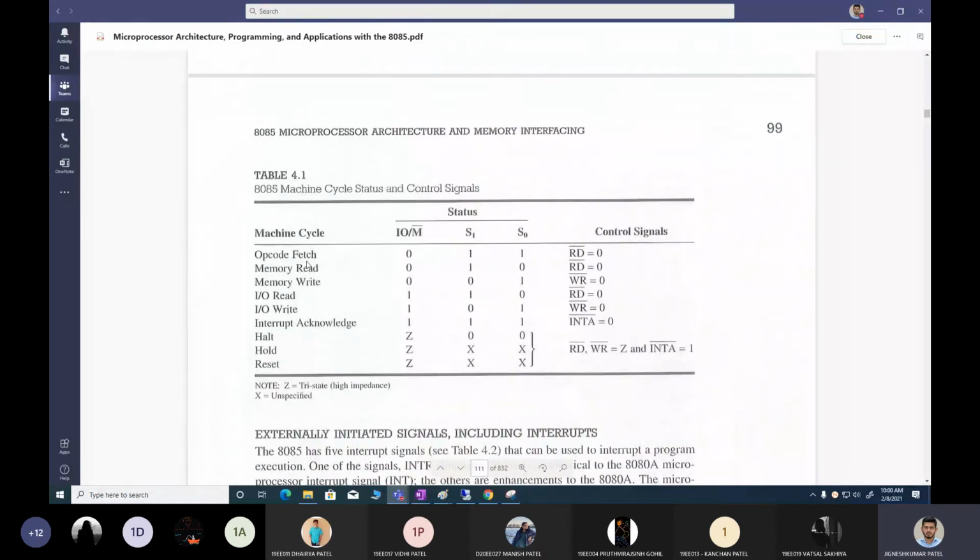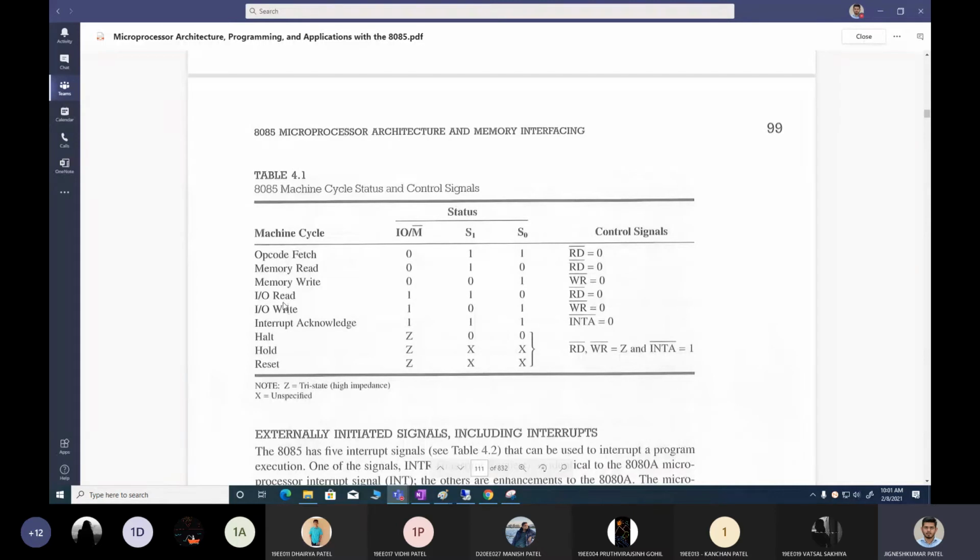If the opcode fetch cycle is performed, at that time S1 would be 1, S0 would be 1, and IO bar would be 0. Why? Because opcode fetch is always performed in memory. Same way, for memory read S1 would be 1 and S0 would be 0, and for memory write S1 would be 0 and S0 would be 1.